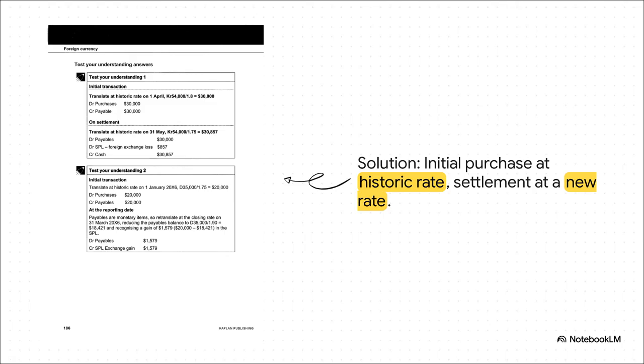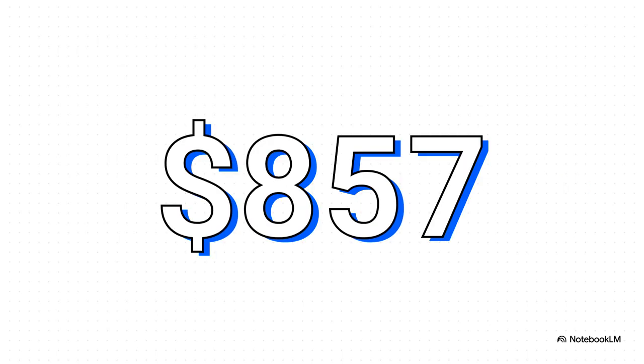The rate has now changed to 1.75. So those 54,000 crummets are actually going to cost us $30,857 to settle. And there it is, right there. The difference, $857. The company had to spend almost $900 more than it originally recorded just because the currency value shifted. And that's not some theoretical number on a spreadsheet. It's a real foreign exchange loss that directly cuts into the company's profit.